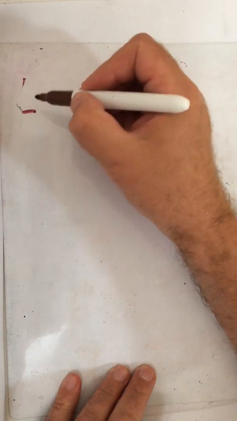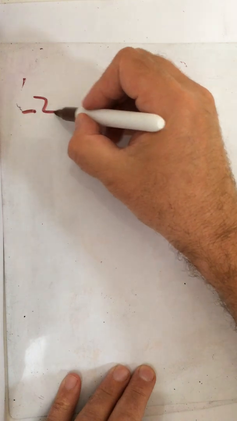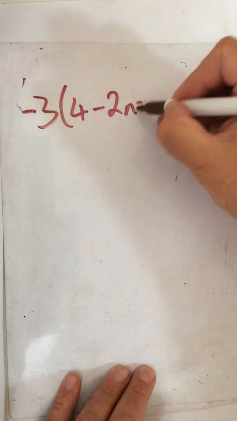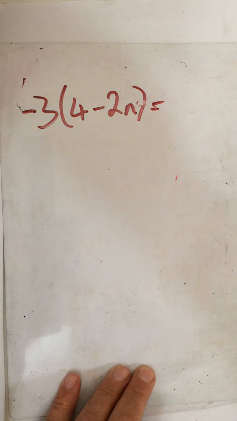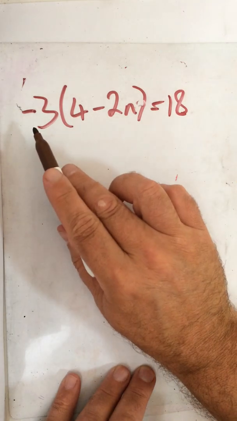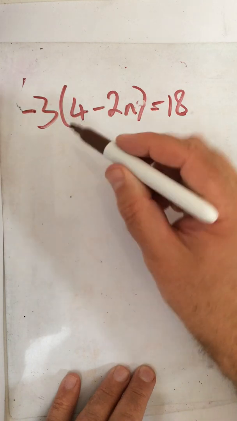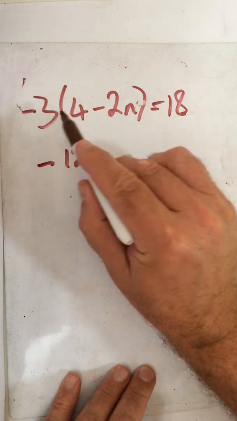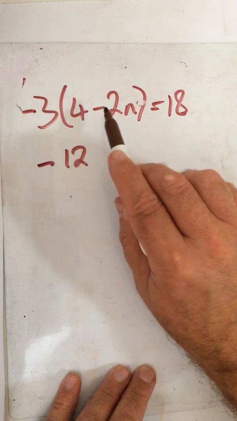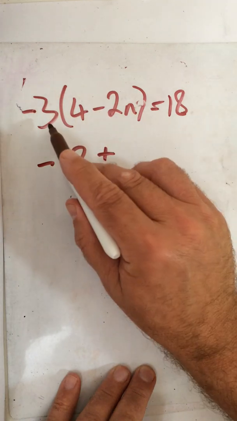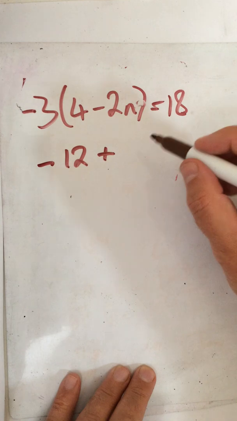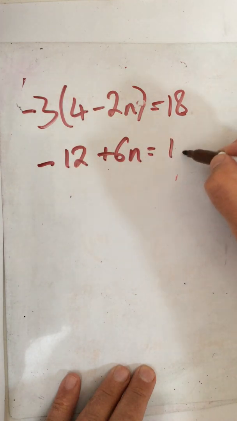I'll do another one which is a little bit tricky because it involves minus numbers. Let's go with, I haven't looked at this one in advance, so I'm sure it's not too bad. So I've got minus 3, then in brackets 4 minus 2n is equal to 18. So again I'm going to do minus 3 times 4 gives me minus 12. Minus times a positive. Then I'm going to do minus 3 times minus 2n. A minus times a minus gives me a plus. 3 times 2n is 6n, a positive 6n, equals 18.